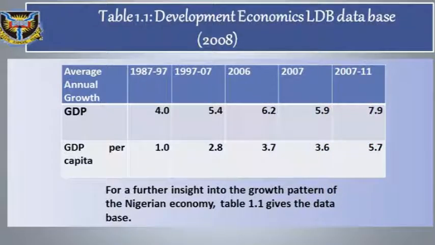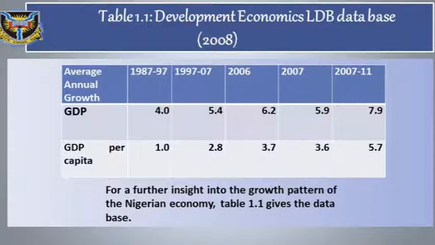For further insight into the growth pattern of the Nigerian economy, let us have a look at the following data compiled by the Development Economics LDB database. Between 1987 and 1997, the average annual growth rate of GDP was 4% and GDP per capita 1%. Between 1997 and 2007, the GDP annual growth rate was 5.4% and GDP per capita growth rate was 2.8%.